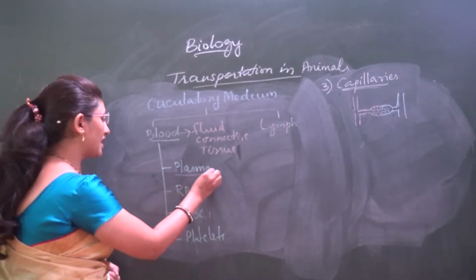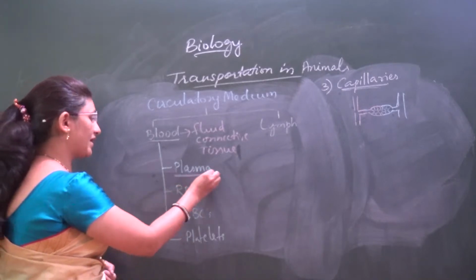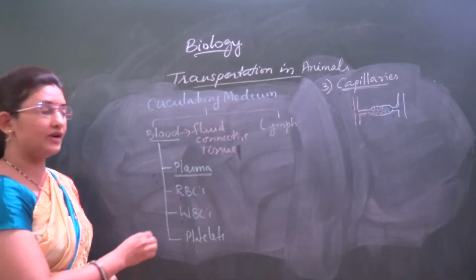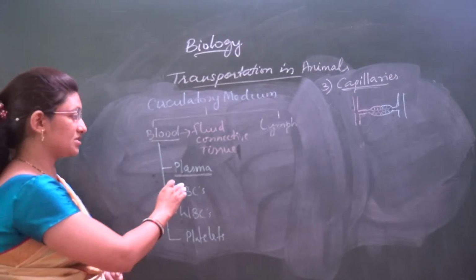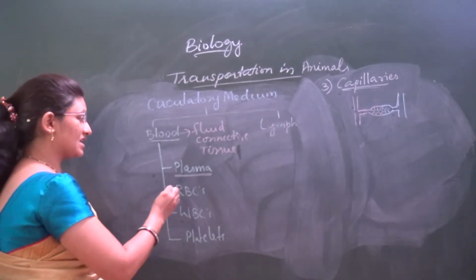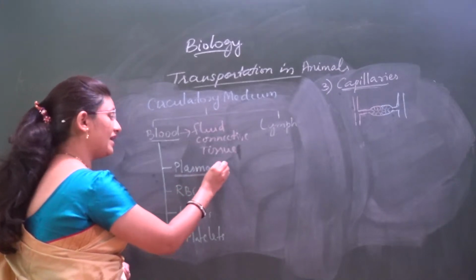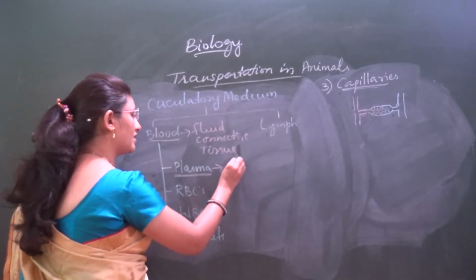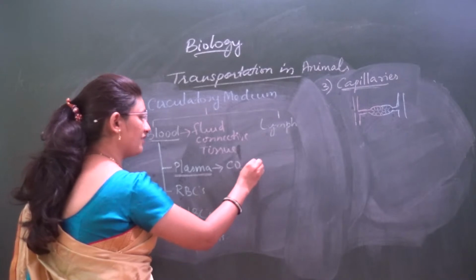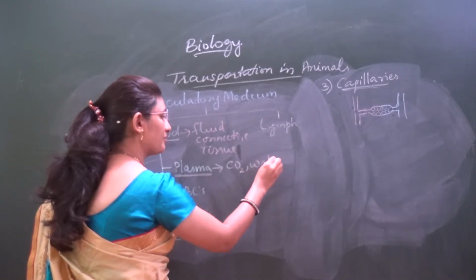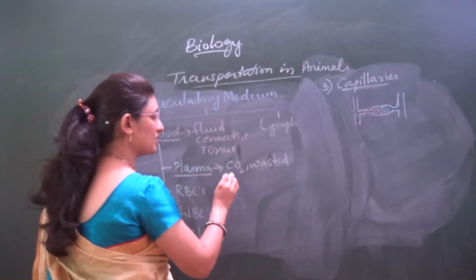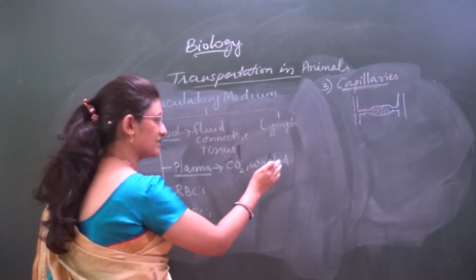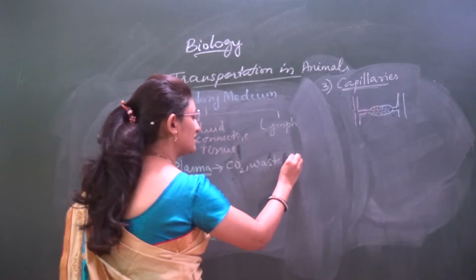Now, this plasma, what is it? It is the matrix of the blood. It is the fluid that is present in the blood, the ground substance present in the blood. This plasma, what does it do? It helps to carry the carbon dioxide and waste which is present in the dissolved form.